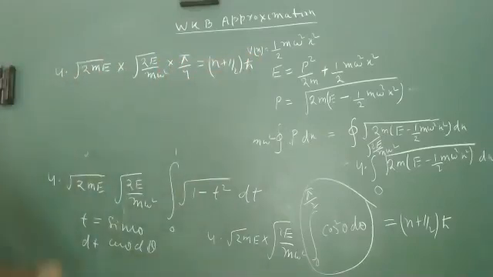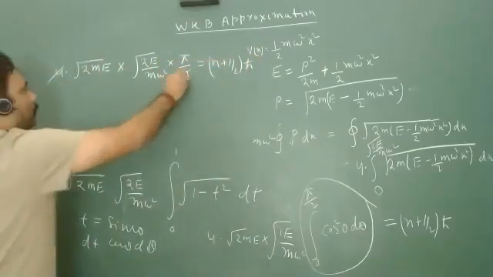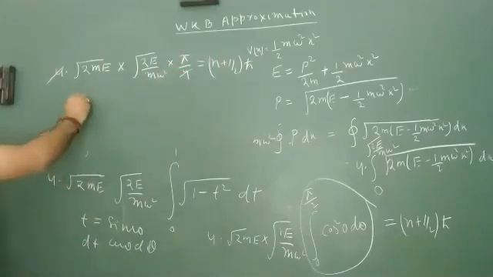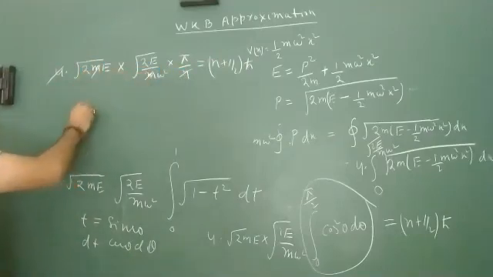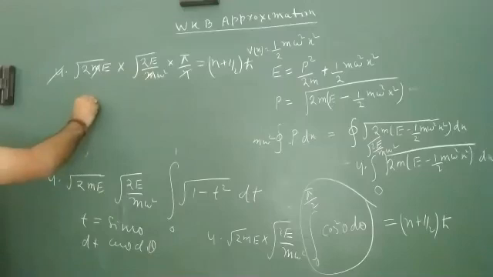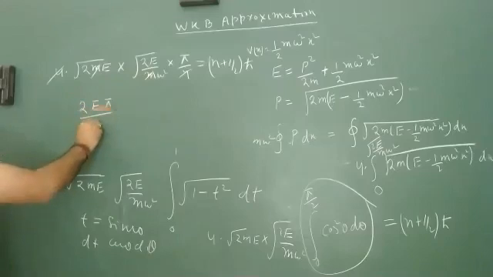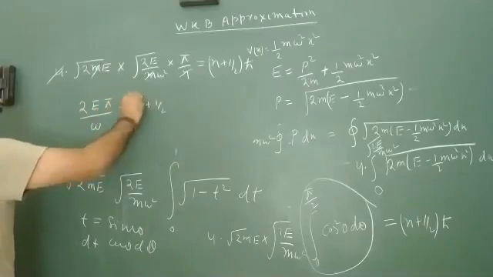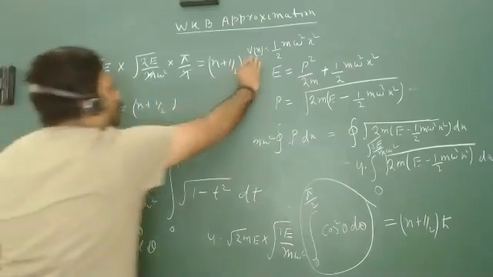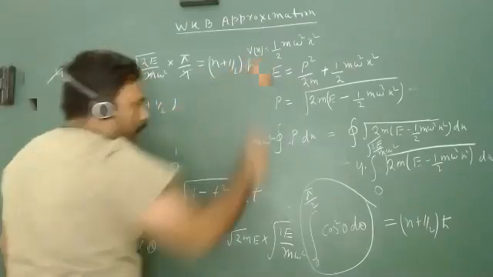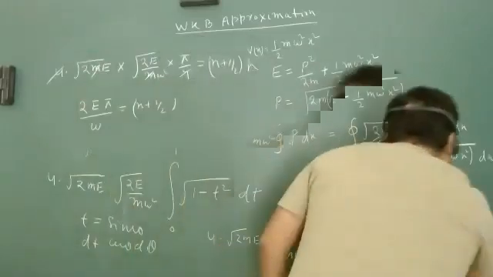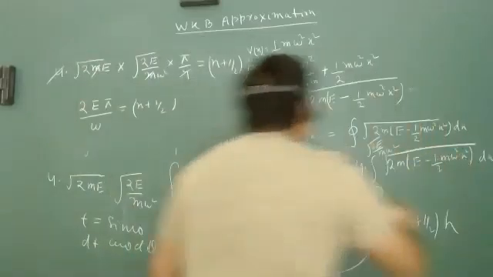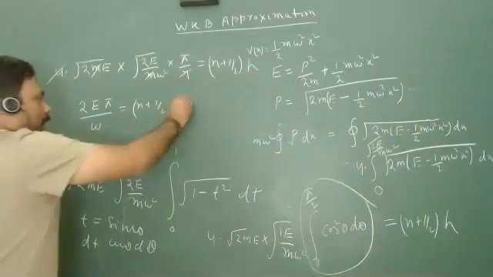So now this 4 will cancel out. This m will cancel out. You have 2e into pi upon omega is equal to n plus half. Sorry, not h cut. This is h. N plus half, this is h, not h cut. So you will just convert it to h.